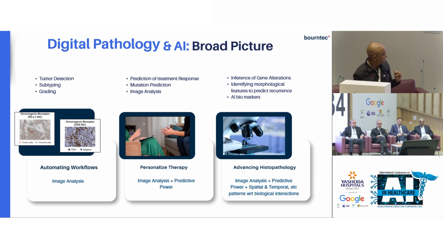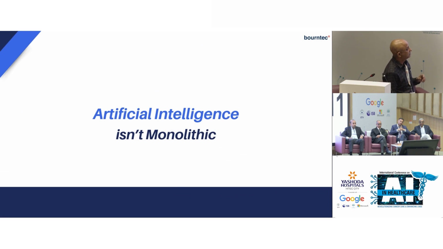The key point that I want to mention is the application that you use on the first one is image analysis. The second one is image analysis and predictive power. The third one is image analysis, predictive power, and then there's some sort of spatial temporal relationship with respect to biological interactions. Okay, what am I driving at? What I'm driving at is AI is not monolithic. So just because you're using AI doesn't mean everything is in one big box of AI.